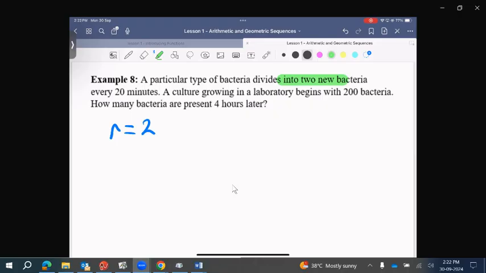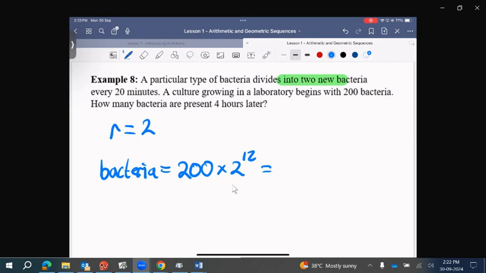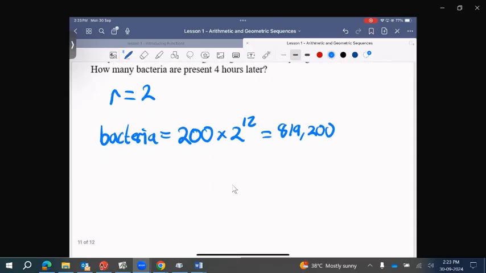So if we have 200 at the beginning, we can go straight to our answer: the number of bacteria will equal, we'll start off with 200 and we will double it every 20 minutes. How many lots of 20 minutes in 4 hours? 12. This will give us our answer. Let me see my calculator. 819,200.